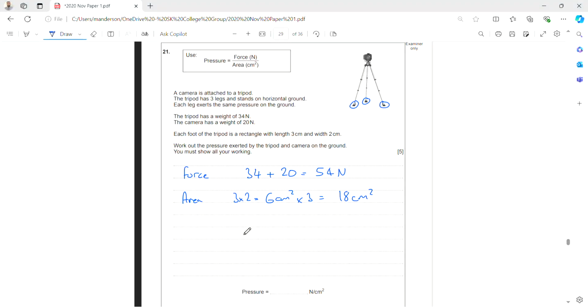Right. So our formula: pressure is force, 54, divided by area, 18. And 54 divided by 18 is 3. So my answer for that should be 3 newtons per centimetre squared. Okay, so again, we'll stop there and we'll come back for the final section.